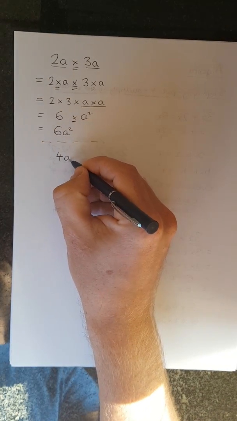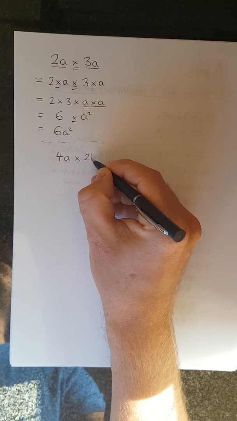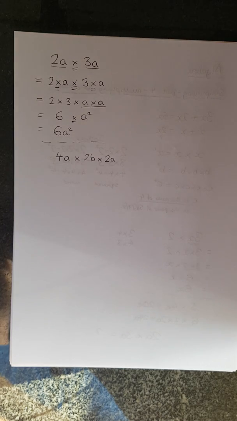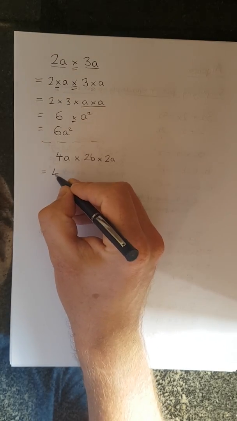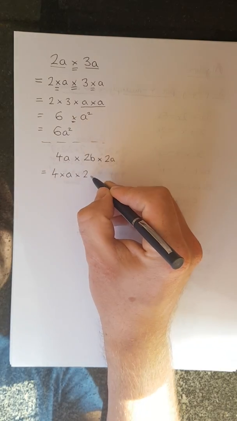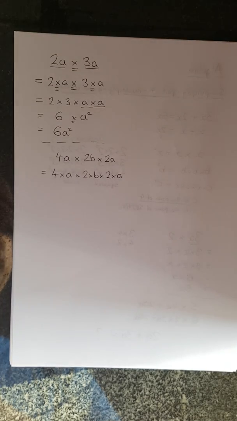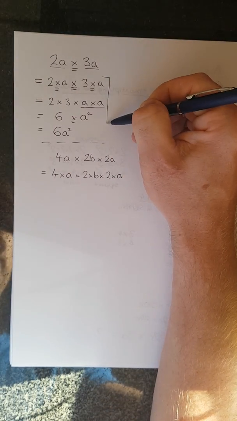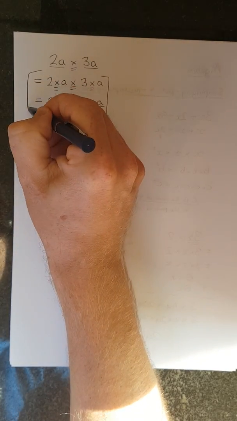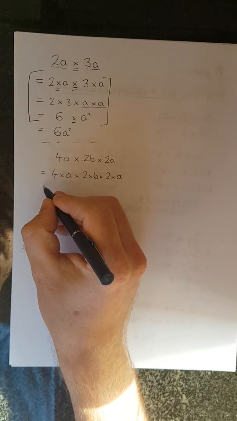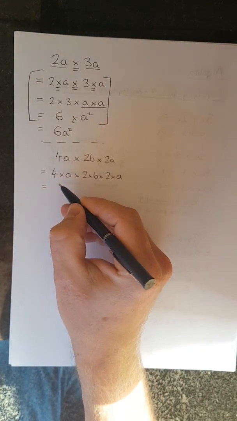Okay, let's try and build on this, sticking with just multiplying for the moment. Okay, 4 times a times 2 times b times 2 times a. In the future, you won't write all these steps out. You will just jump to the answer. But whilst you're learning, there's no harm in showing them.